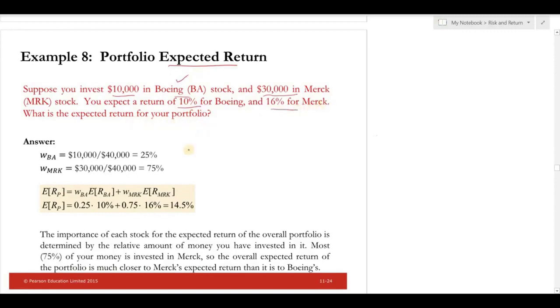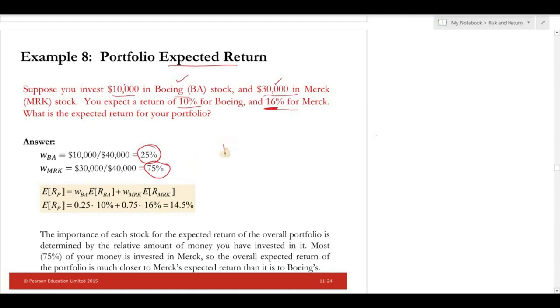So first of all, we need to find the weights. The weight of the first, BA, is 10,000 invested, and the total is 10,000 plus 30,000, 40,000. So 25% is invested in BA, and 75% is invested in Merck. Okay, and you see the Merck return is 16%. So what is the portfolio return?